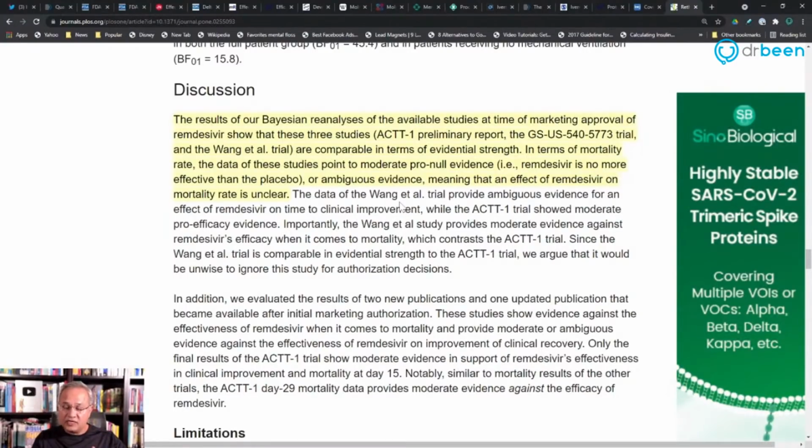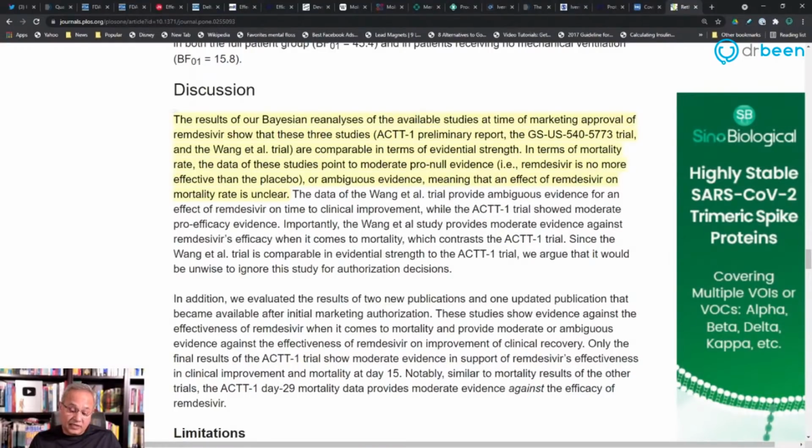Now, I'll keep repeating it before people think that I'm actually against some drug. I have heard many times from patients and from my colleagues who have been giving Remdesivir that in some cases it works like magic. That means if it works like magic, we should keep it in our tool set. But it does not prove its efficacy in the studies and the data. So they're saying Remdesivir is no more effective than the placebo, or ambiguous evidence, meaning that an effect of Remdesivir on mortality rate is actually unclear.